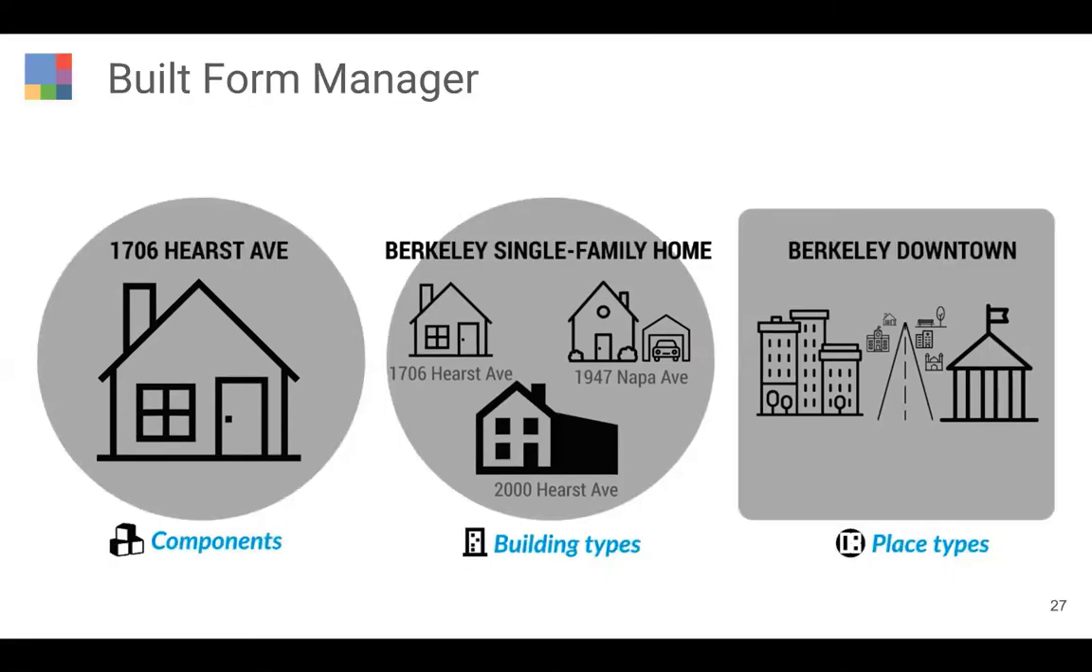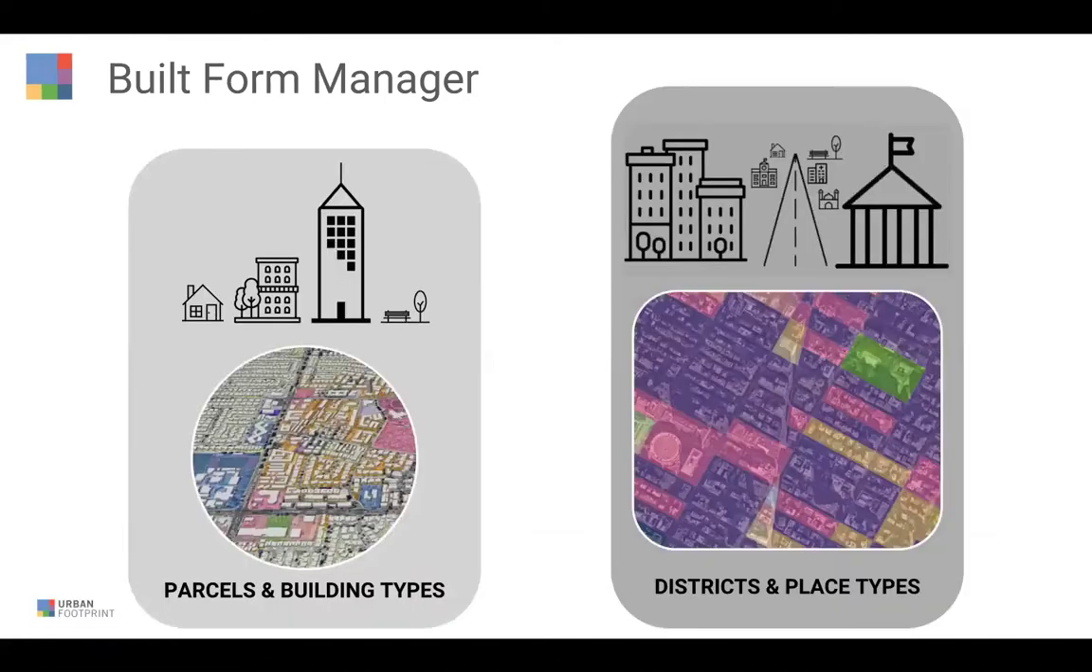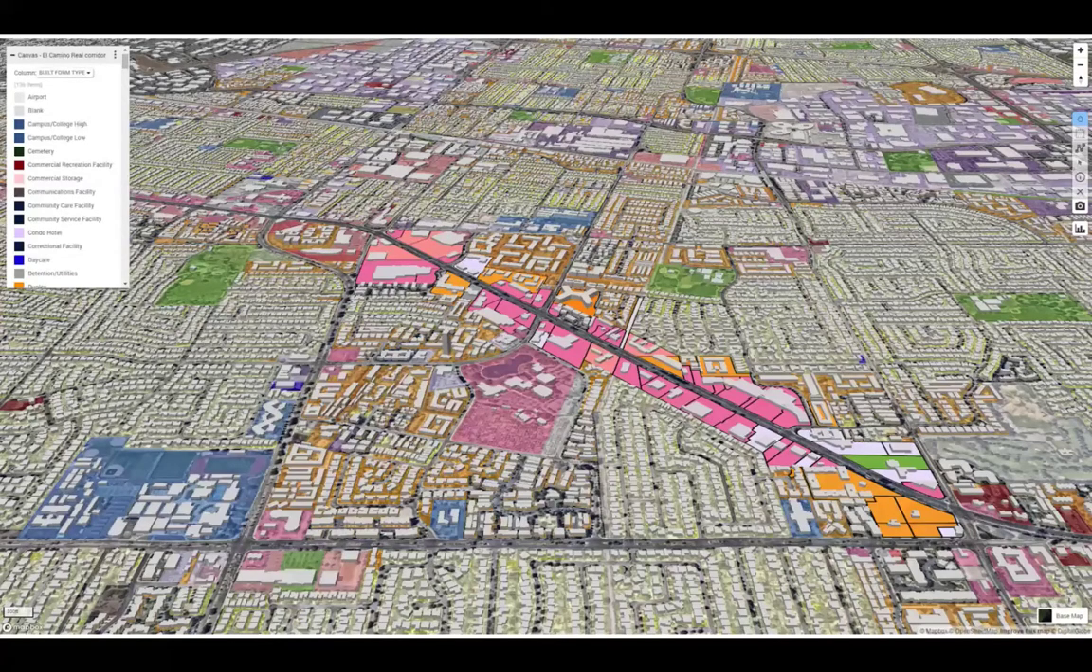The Built Form Manager allows you to customize your development options to the needs of your specific project. You can tailor types to local land use codes and the prevailing development condition for the region. Building and place types enable you to work fluidly across scales, from the individual site, corridor, or neighborhood up to the district, city, and region. I'll turn it over to Kellen now to speak about our analysis modules.